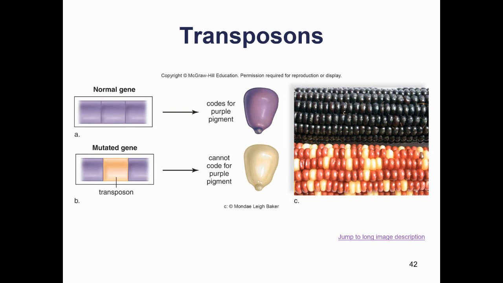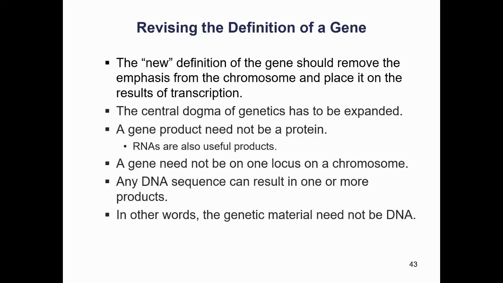So here's a normal gene, and a transposon that was snipped out, reversed, and moved into a new location. Originally with the normal gene, this corn can code for the color purple. We remove that, or we insert a transposon, reversed, and we can now no longer code for purple pigment. Which has led a lot of researchers to propose changing our definition of a gene.